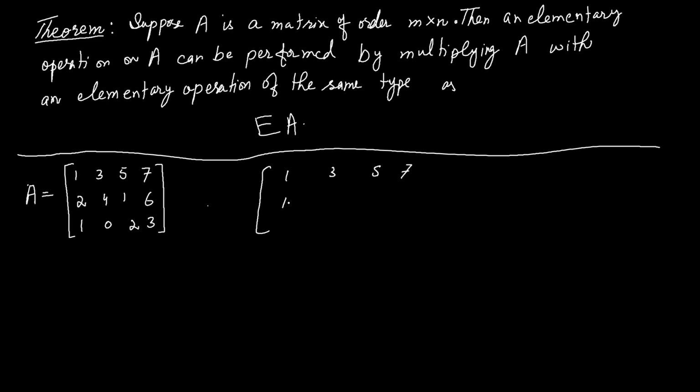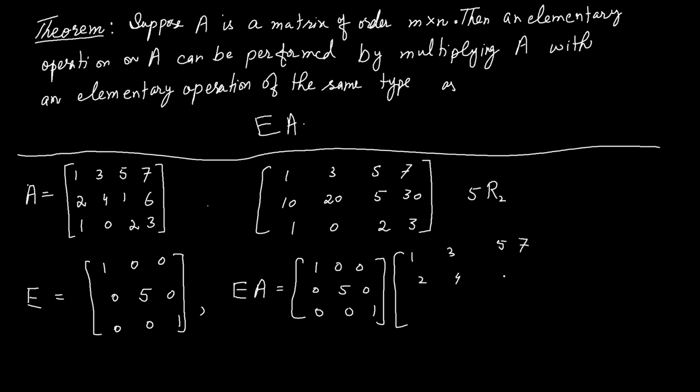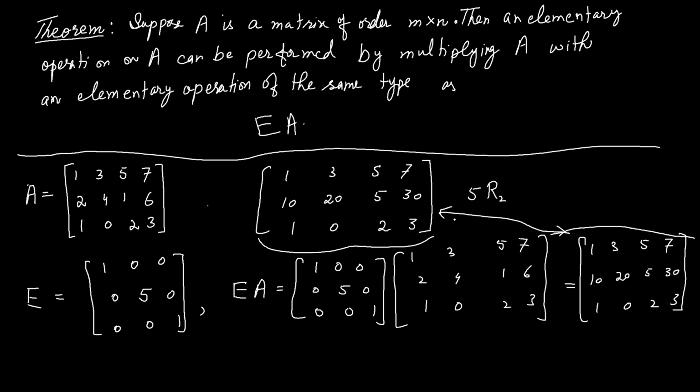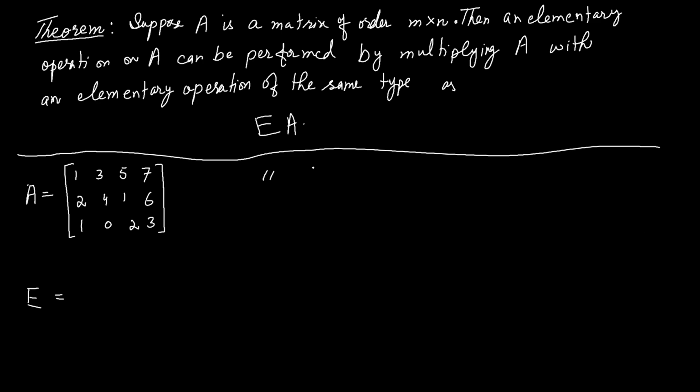We multiply second row of A with 5, then create an elementary matrix of the same type and multiply it with A. We get the same matrix as in the case of applying elementary operation directly on A. Third type of elementary operation, change first row of A by adding into it 5 times the second row.